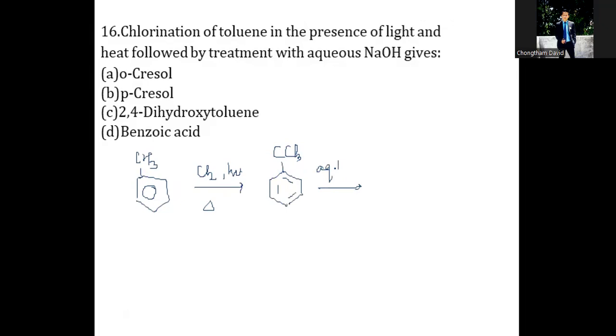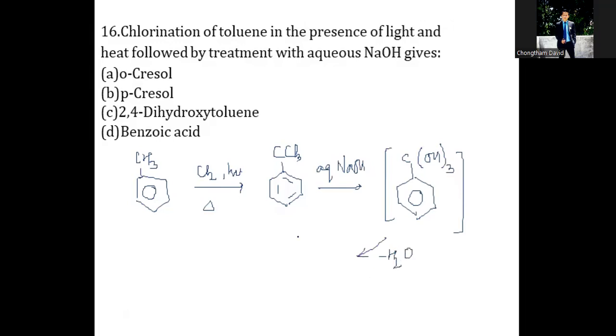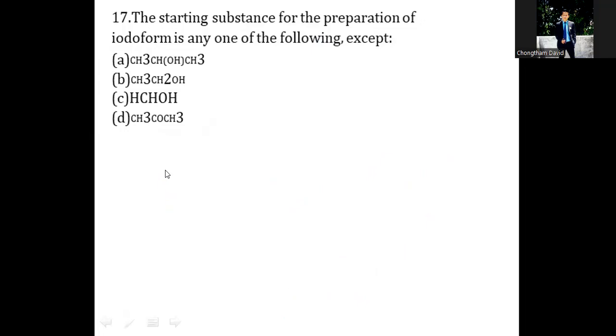Treat this with aqueous sodium hydroxide. Now you will form an intermediate. Heating will remove water molecule and this becomes acidic. Functional group is carboxylic acid. So the name of this acid is benzoic acid. The answer is D.